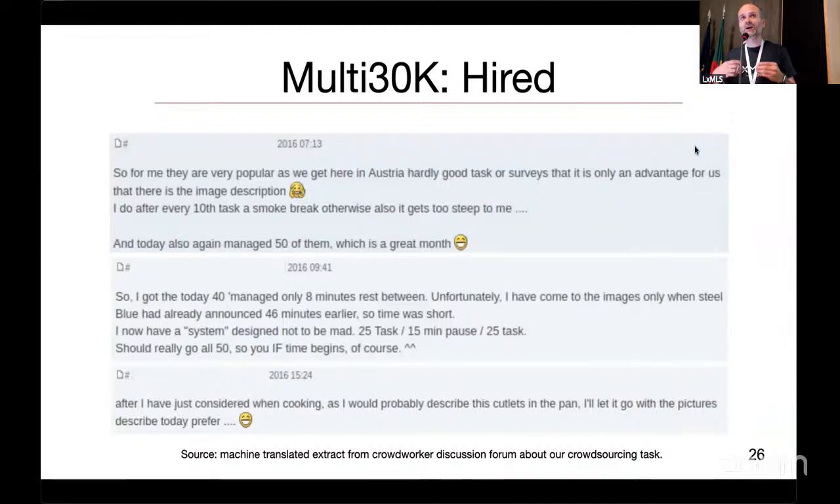So they talk about how at one point during the task, they realized as they were cooking dinner, they were imagining they were doing the task. So they were describing the food in their pan and what it looked like as if they were writing a sentence for 5 cents. And I think that's really unfortunate that the way we tried to do this data collection was having a mental impact on this person.